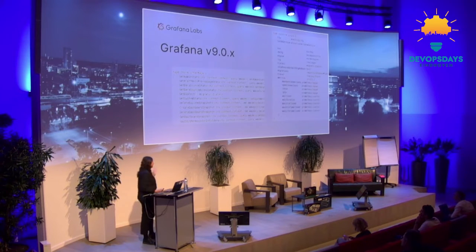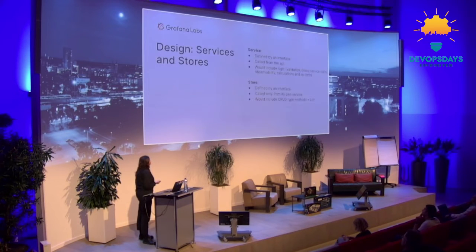Even while writing or adding this code, we knew we don't want to have this. We want to get rid of it. And that influenced our design. So we decided to design per feature and per table. So we defined a service and a store layer. The service layer will be defined also by an interface, a much smaller interface, only per feature.